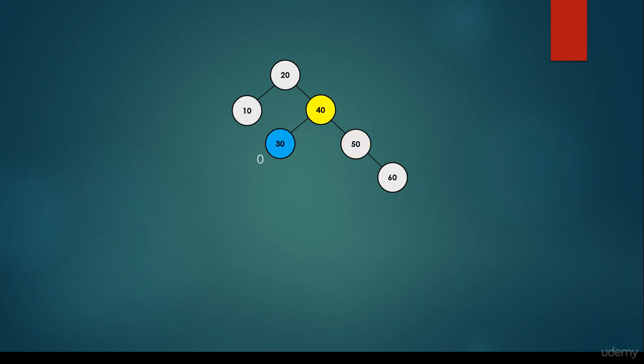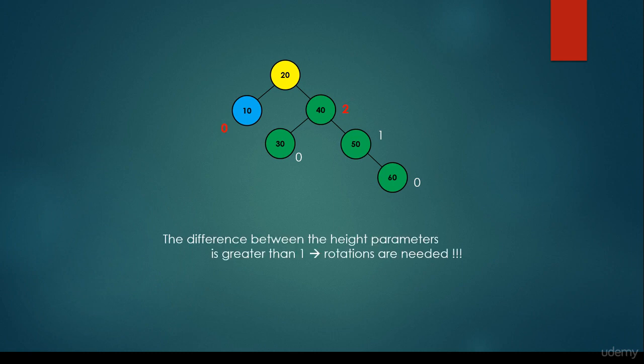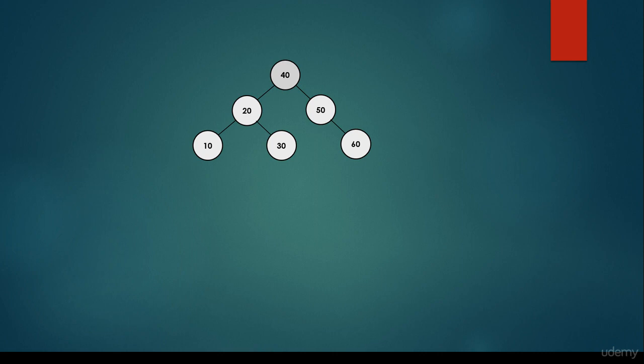What about the 40? It has a left subtree with a single node 30 with height parameter 0 and a right subtree with height parameter 1. This subtree is okay, it is balanced. Keep going in the direction of the root node. What about the root node? The root node has a left subtree 10 with the height parameter 0 and the right subtree with the height parameter 2. Okay, they differ more than 1, so we have to make a rotation on the root node. So we have to rotate the root node to the left, and it's going to be the solution.